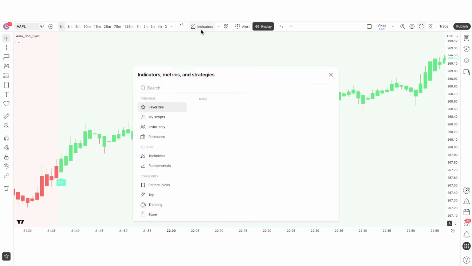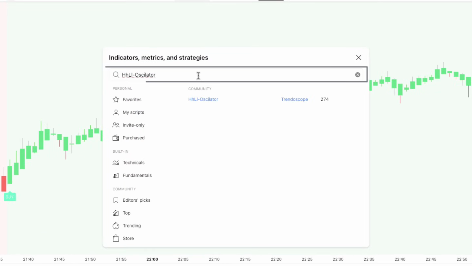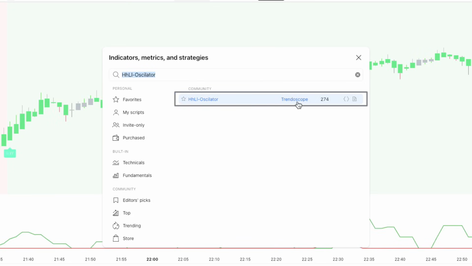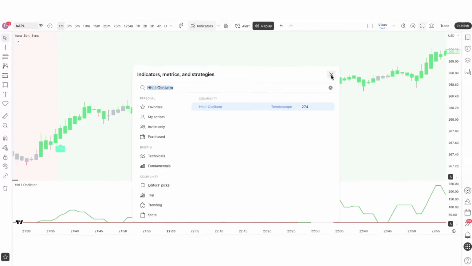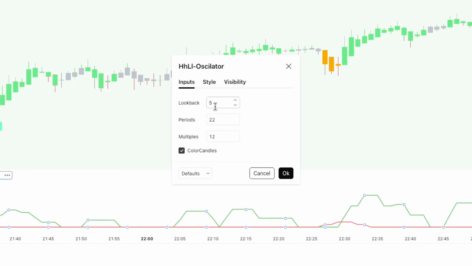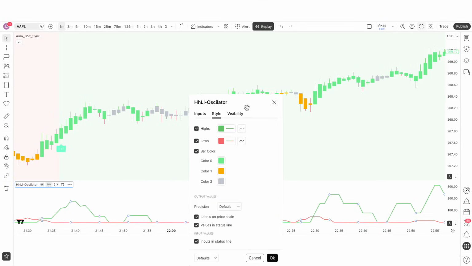Let's go to the Indicators Search tab, type HHLI Oscillator, and select this one called HHLI Oscillator, created by Tradingoscope. Now let's access the settings of this indicator so we can modify it to suit our strategy. We have to change period 22 to 10, and here everything is fine after that.